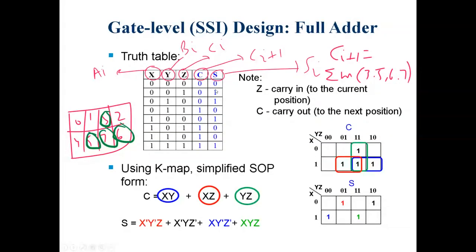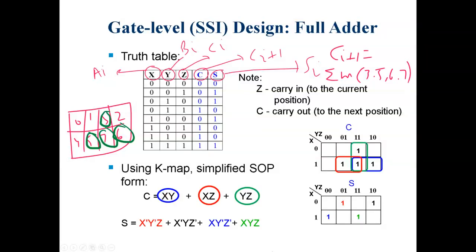How many ones are there? There are 4 ones: 1, 2, 3, and 4. We fill all the ones. Can you see here? This expression is X bar, Y bar, Z. This is the red color. Please remember this is the expression for red. And this is the black. What is black? X bar, Y, and Z bar. And the green color? X, Y, and Z.